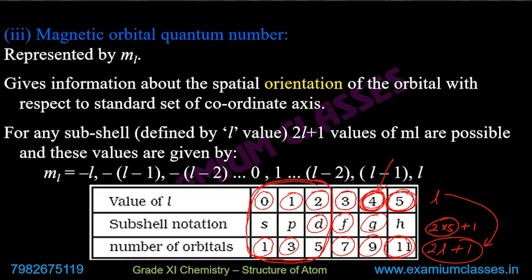So these questions are very common. Depending on the shell given, you will be asked the number of orbitals. Subshell will be given, you will be asked the number of orbitals. If the shell is given, then the number of orbitals will be n square. If the subshell is given, then the number of orbitals will be 2l plus 1. Remember.